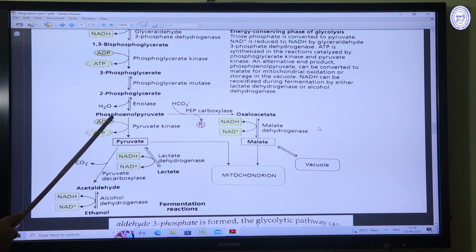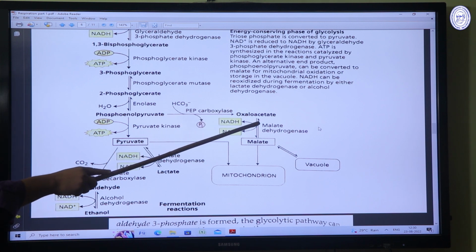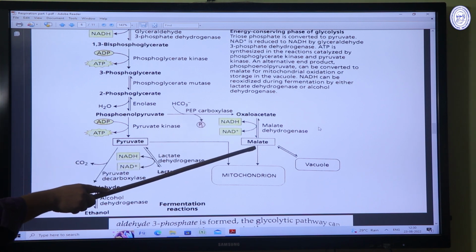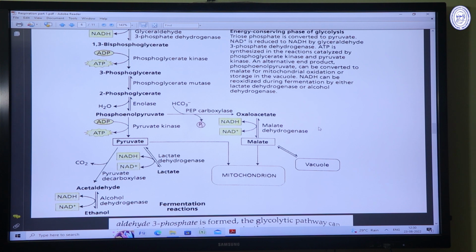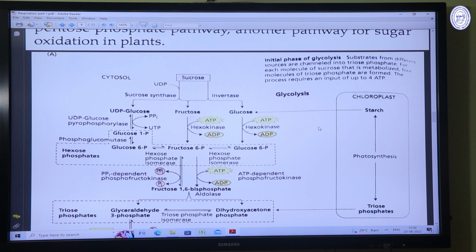Look at here, this phosphoenol pyruvate may be converted into oxaloacetate, and this oxaloacetate to malate, and ultimately malate will be transferred into mitochondria and it will start citric acid cycle. So, these are the steps of glycolysis. Now, what are the enzymes involved in glycolysis?